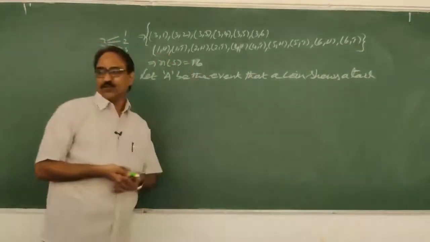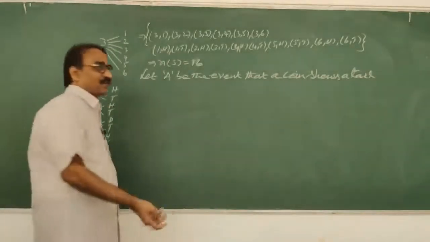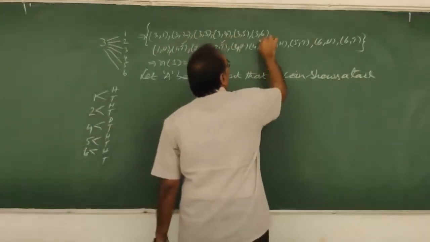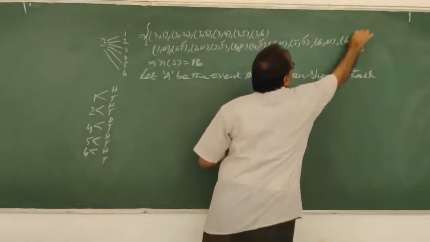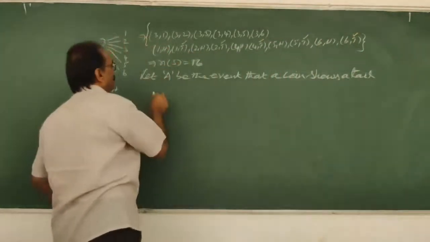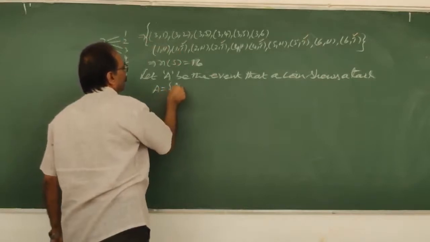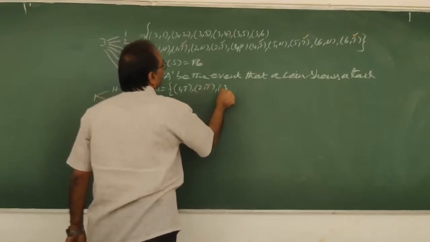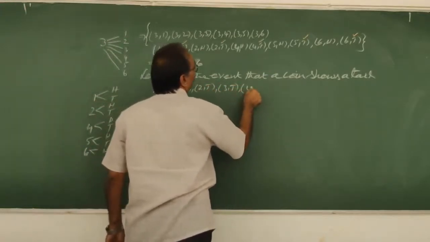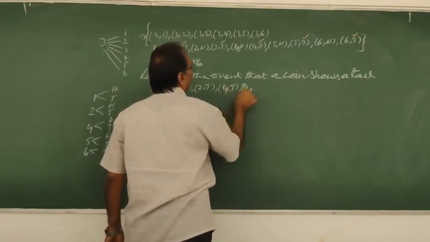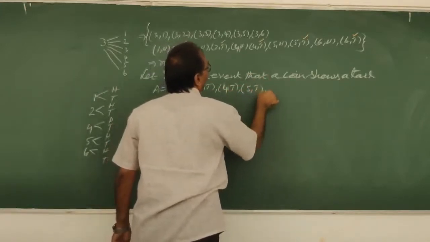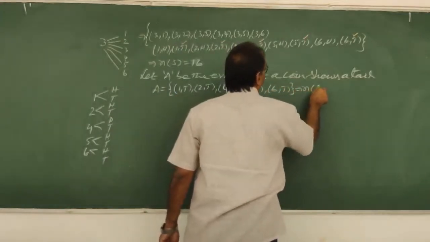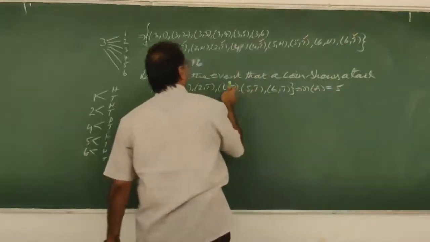See here, you did not ask, here already you wrote the sample points. Coin tail: look here, tail is there, here tail is there, here tail is there, here tail is there. That you write here. So therefore, A is equal to the set of sample points 1 comma T, 2 comma T, 3 comma T, 4 comma T, 5 comma T and 6 comma T. These are the chances. This implies n of A is equal to 5. 1, 2, 3, 4, 5.